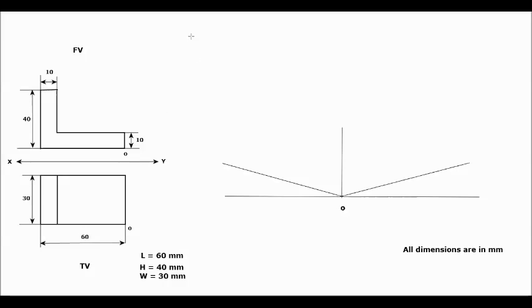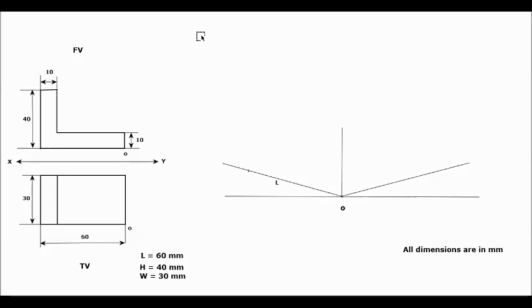Then we will mark the length, height and width as per your front view. On the left side of the O point your front view lies. So you have to mark the length on the left side of the O point. On the left side of the O point, on the inclined line, you have to mark 60 mm. So the length of the object has been marked.